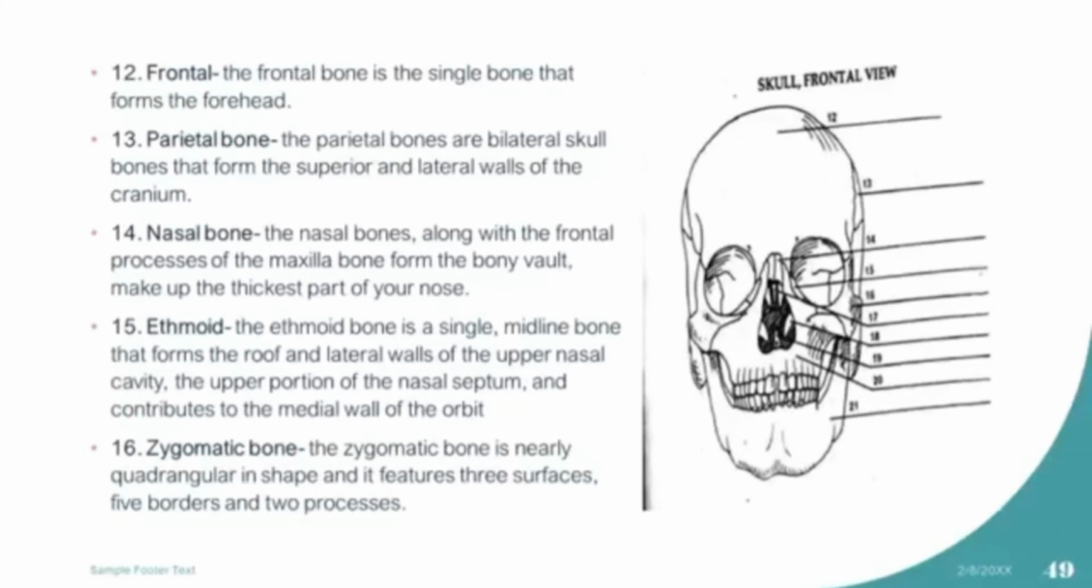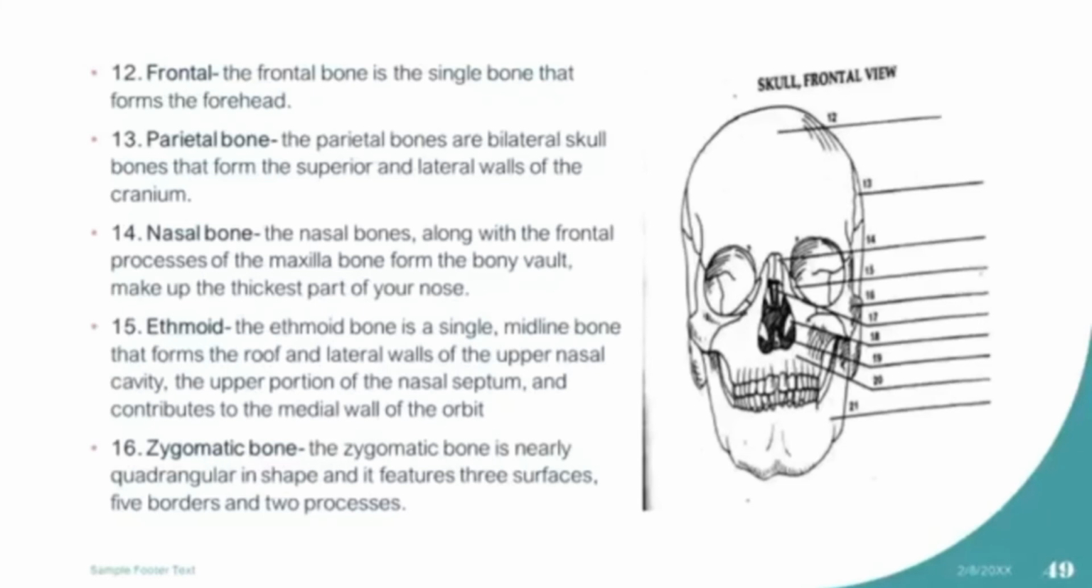Frontal. The frontal bone is the single bone that forms the forehead. Parietal bone. The parietal bones are bilateral skull bones that form the superior and lateral walls of the cranium. Nasal bone. The nasal bones, along with the frontal process of the maxilla.